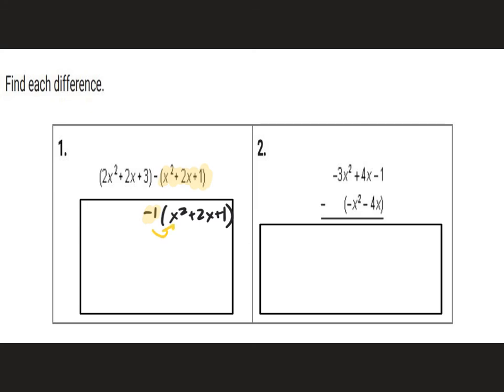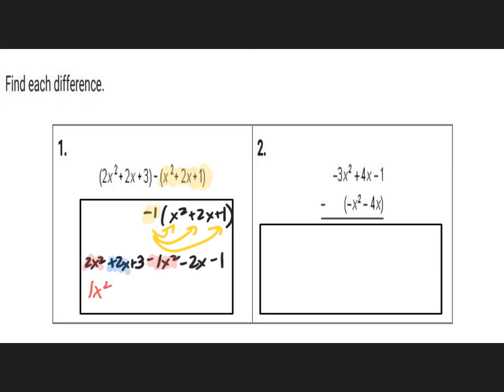So when I do that, I have -1x squared, -2x, because -1 times 2x, and then -1 times positive 1 is -1. I'm going to bring my original first expression down, so 2x squared plus 2x plus 3. Okay, now all I'm going to do is just combine like terms. So I have 2x squared and minus 1x squared. So that's going to give us 1x squared.